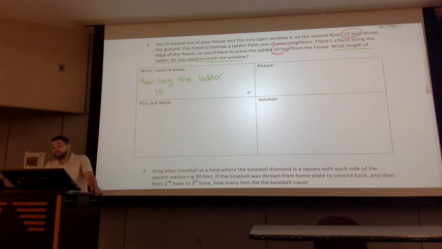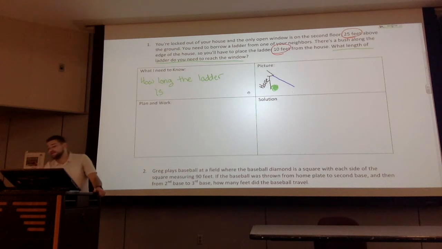Now that we're solving for the length of the ladder, we're going to draw a picture to help represent this. I'm going to draw my house right here on the side, and label this side as well. Just call it house. Then it tells us that there's a bush in front of the house, which is why we have to place the ladder so far away. So I'm going to draw a little bush on the side. And then we have this ladder coming from 10 feet away up to my house.